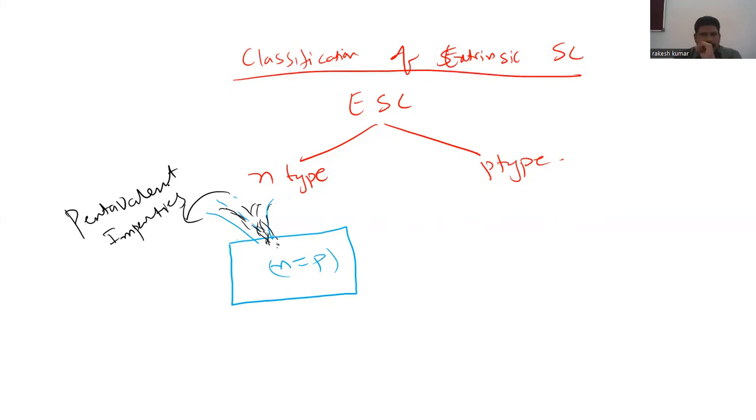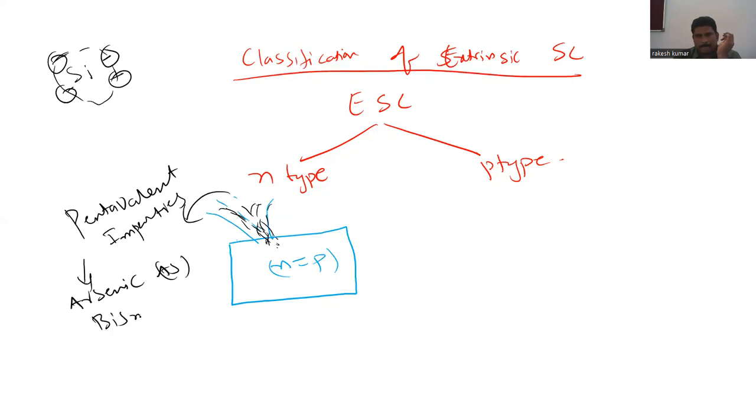In the previous class, we saw that in the outermost orbit of silicon, we have only 4 valency electrons. Whereas in pentavalent impurities, we will have 5 valency electrons. What are these pentavalent materials? The pentavalent materials are arsenic, bismuth, and phosphorus.